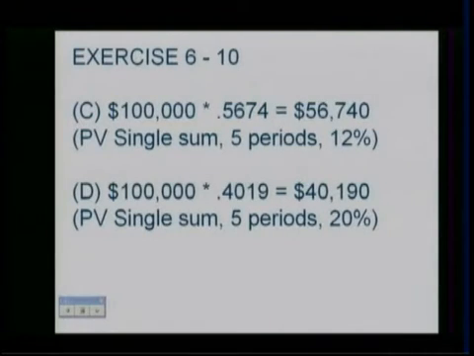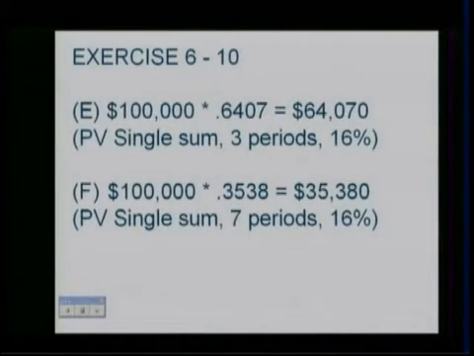Then in D, they ask you to do the same thing, only using 20% this time. So everything stays the same, the number of periods and the amount, except you're looking under the 20% column of that table, and you're going to get a factor of 0.4019. You multiply that by your $100,000, you get $40,190.